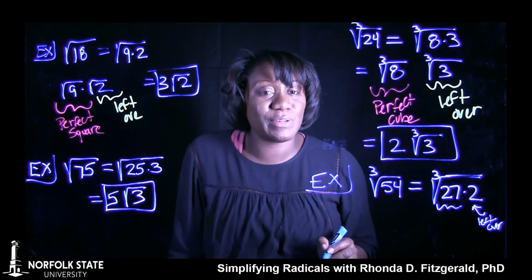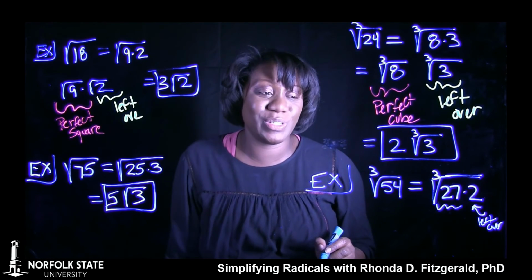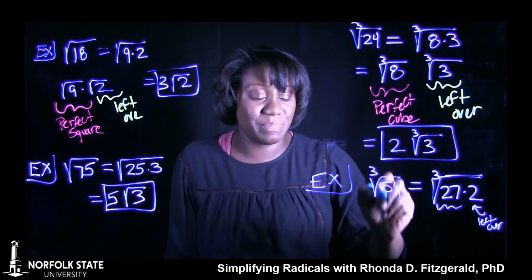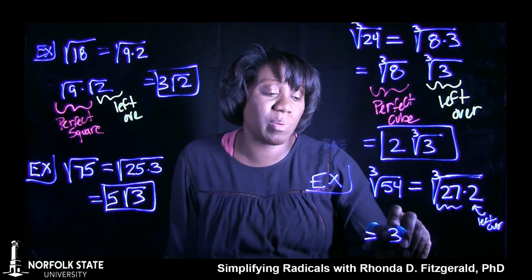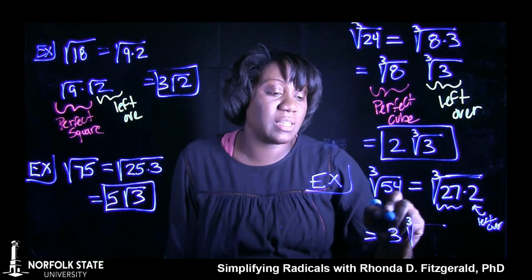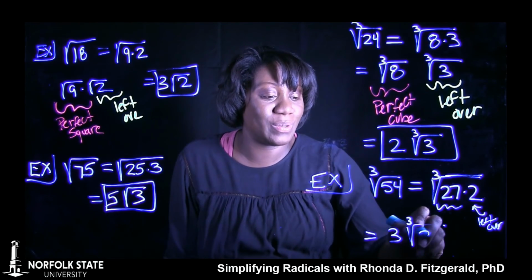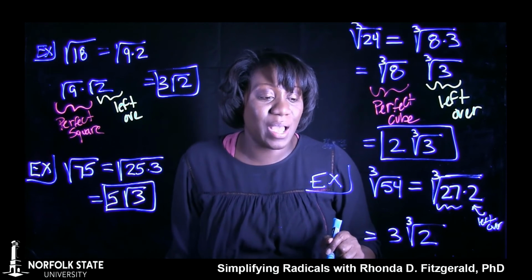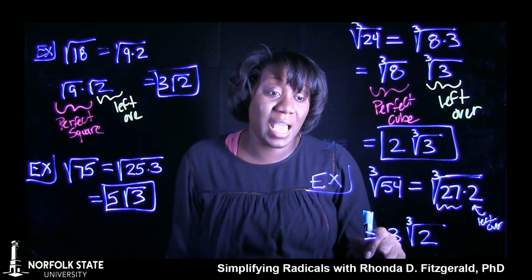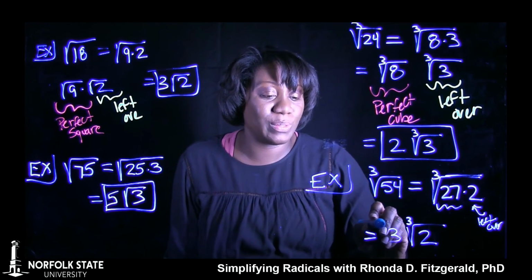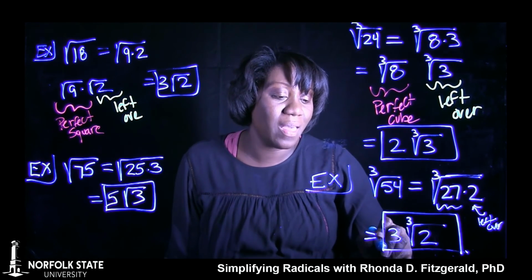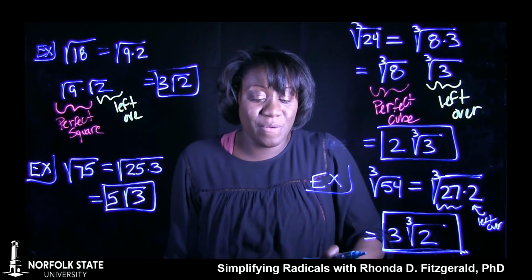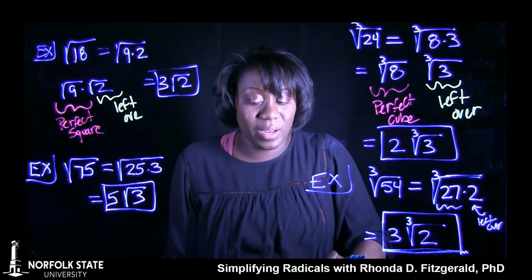So let's look at that. What's the cube root of 27? Well, the cube root of 27 is simply 3. And the leftover part we're just going to write with the cube root of 2. So this breaks down to 3 times the cube root of 2. And that's the final example for that one.